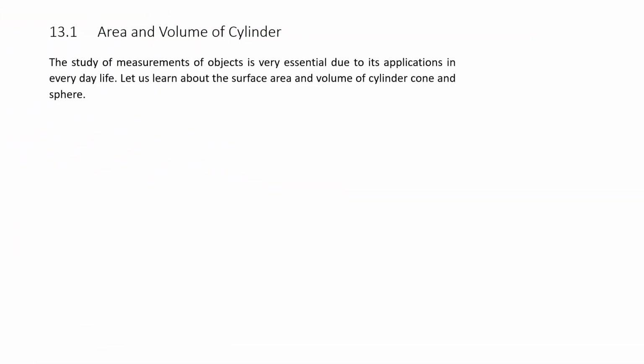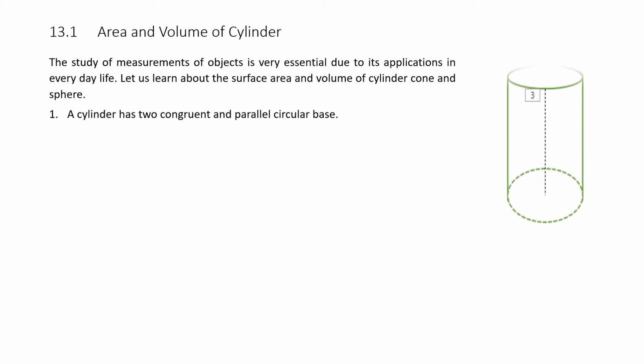The study of measurements of objects is very essential due to its applications in everyday life. Let us learn about the surface area and volume of cylinder, cone and spheres. A cylinder has two congruent and parallel circular bases. Please see the figure on the right hand side. There are two circular bases, one shown at the bottom as a dotted line and another at the top.